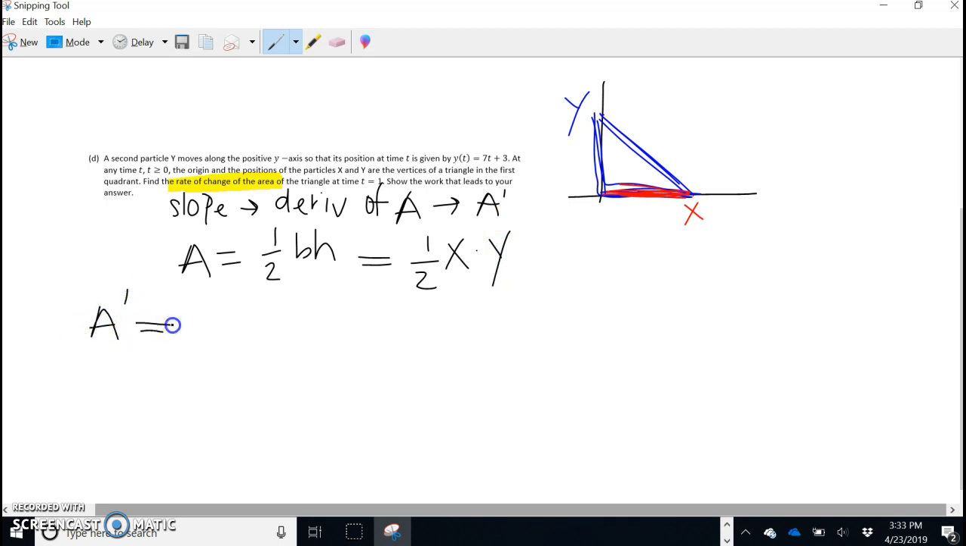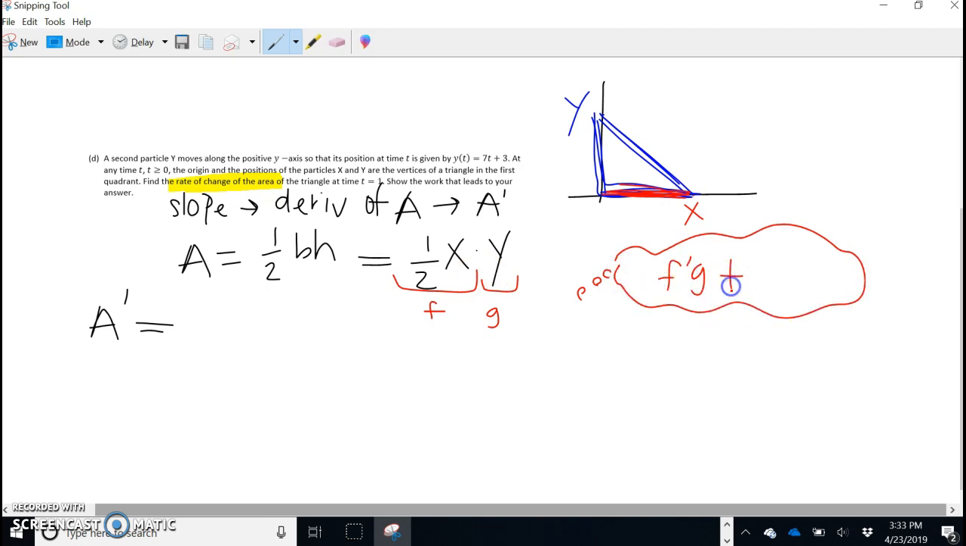If I want to find A prime, well, let me take the derivative of this function, this product of two functions. Here's my f, here's my g, thought bubble over here. How do I find the derivative of a product of two functions? Well, I use f'g plus g'f.